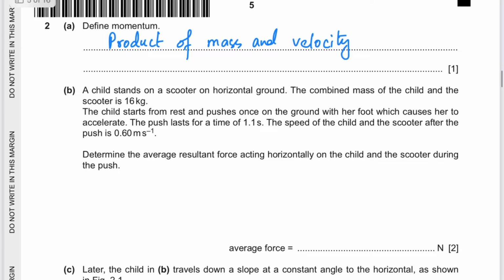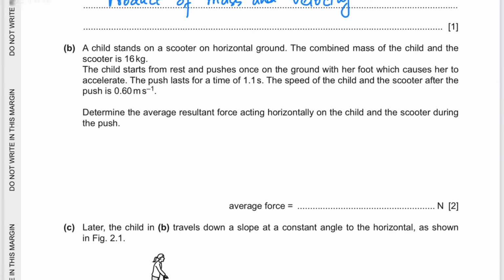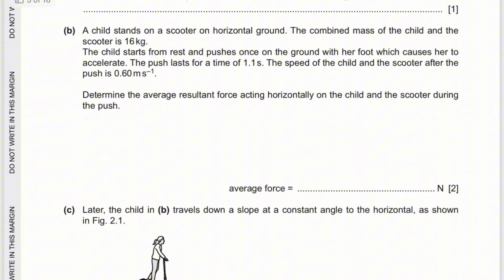A child stands on a scooter on horizontal ground. The combined mass of the child and the scooter is 16 kg. The child starts from rest, that means initial velocity is 0, and pushes once on the ground with a foot, which causes her to accelerate. The push lasts for a time of 1.1 second. The speed of child in the scooter after the push is 0.6 meters per second. So that's your final velocity here after a certain time period.